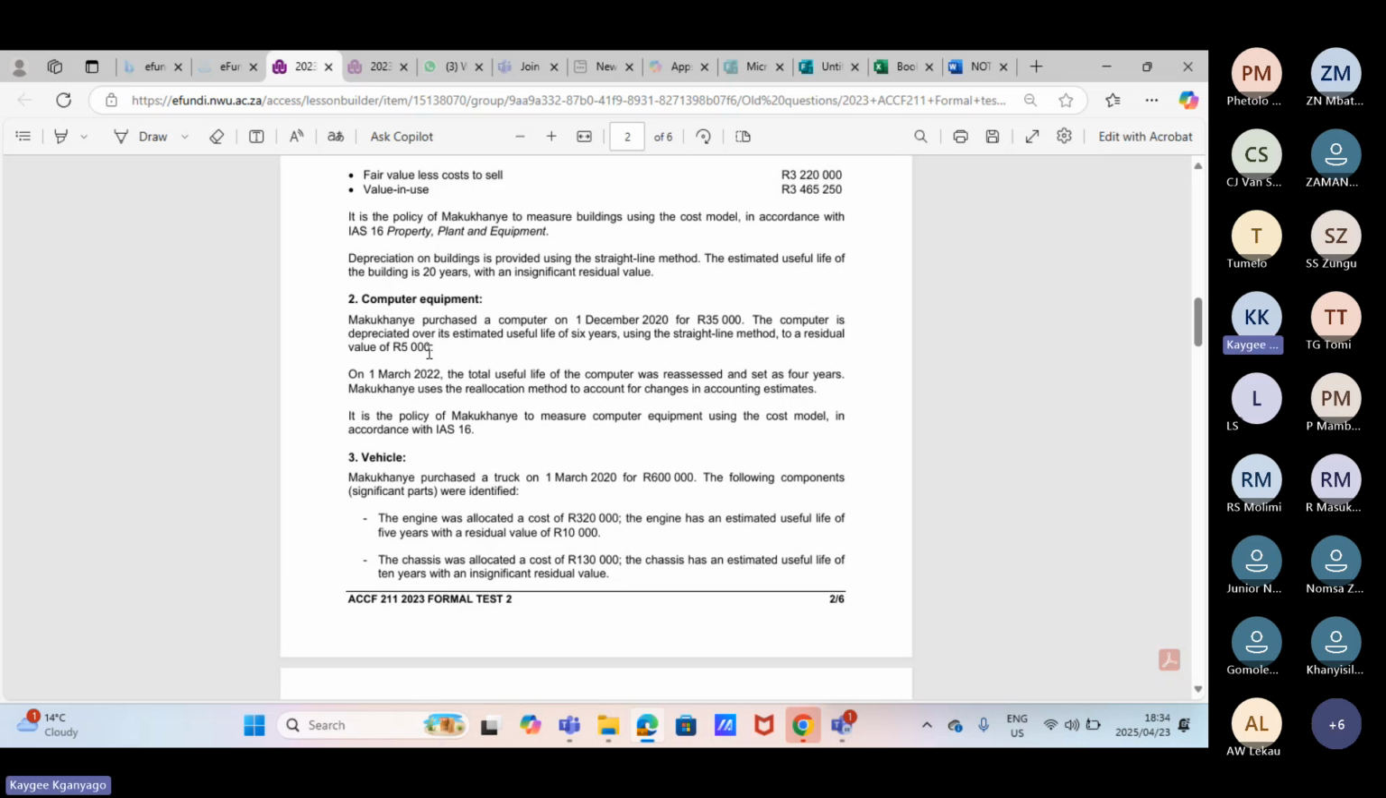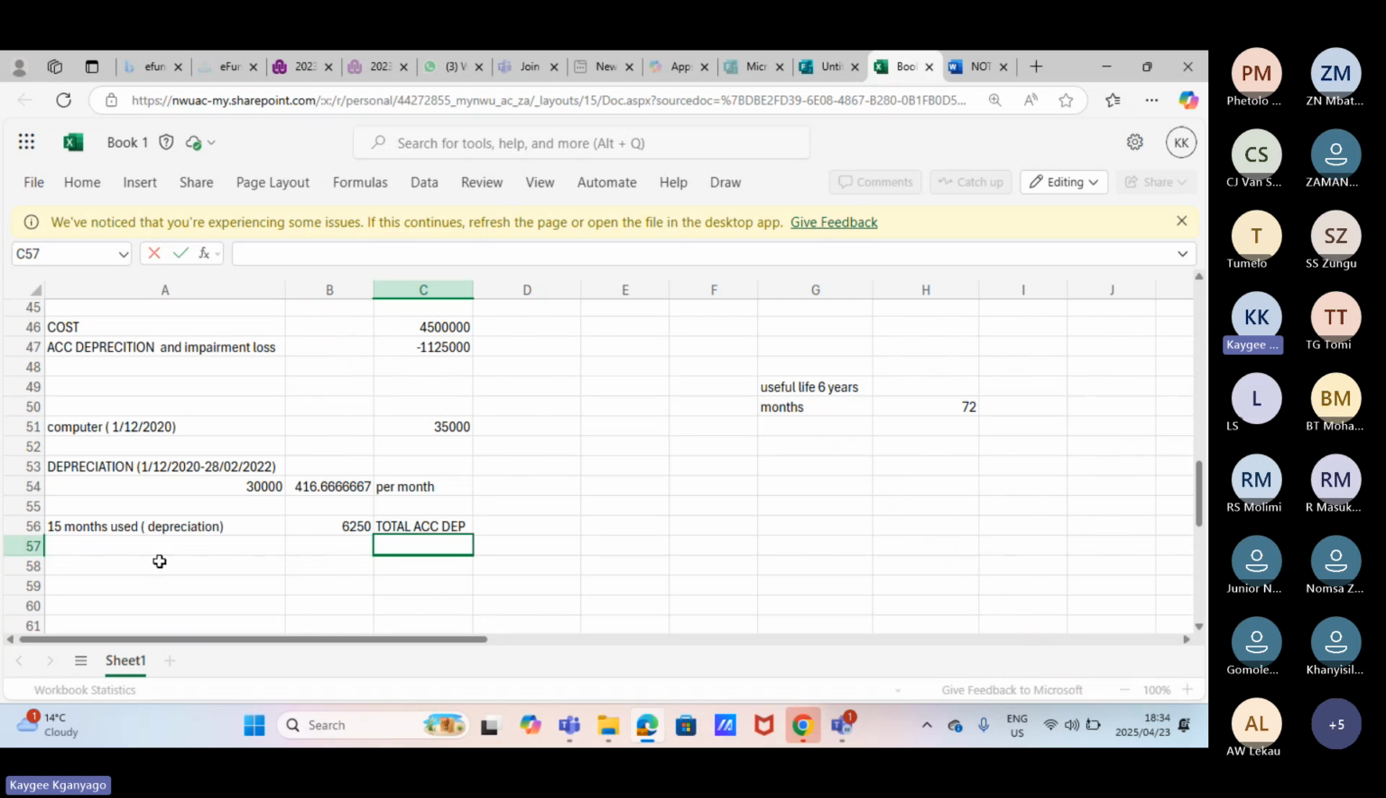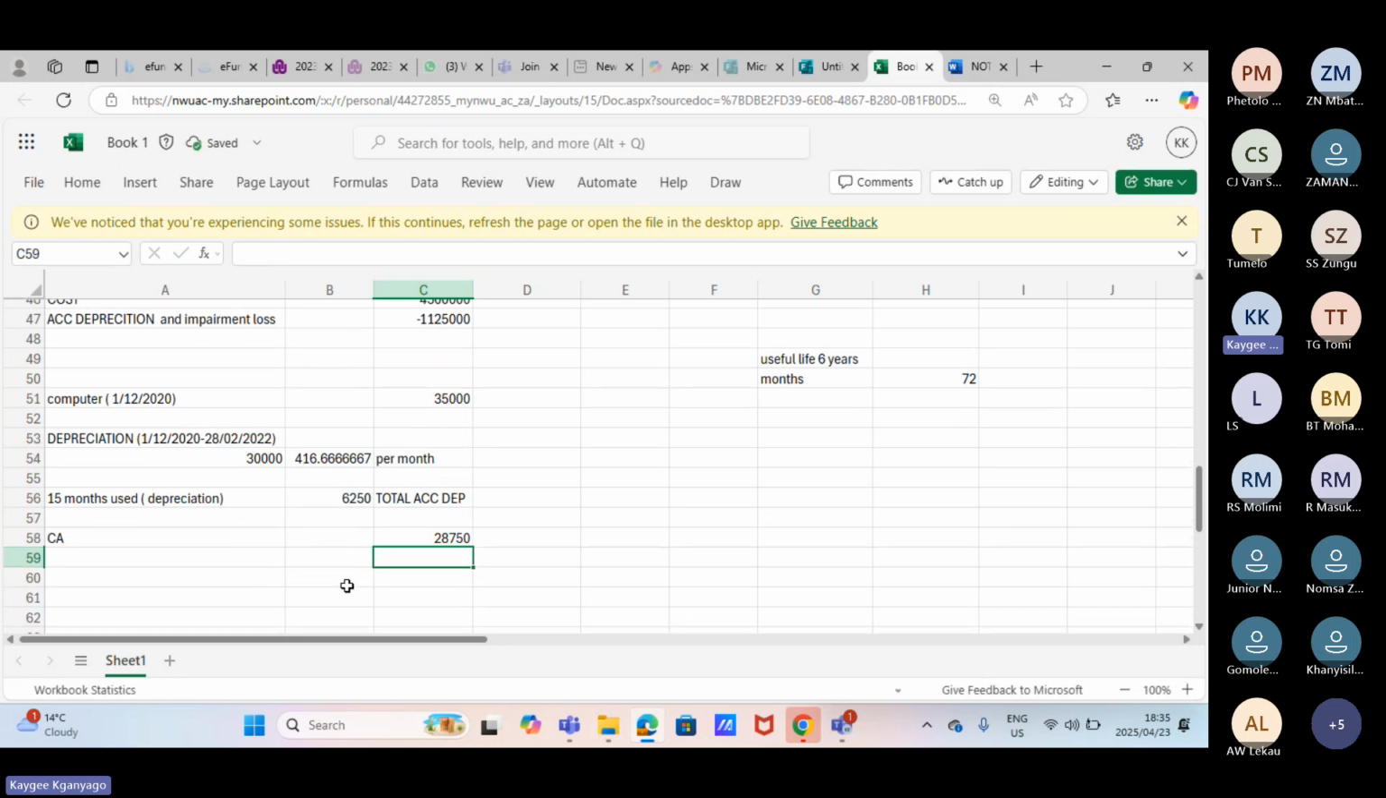Okay. So since now on the 1st of March 2022, they're saying the total useful life of the computer was reassessed to be 4 years. So now since we're using the reallocation method, what are we going to do? At first, what is my carrying amount? My carrying amount was going to be the 35,000 less the entire accumulated depreciation, which is 28,750.